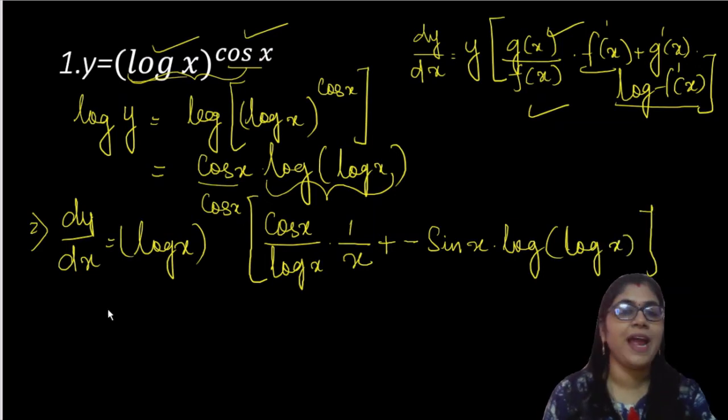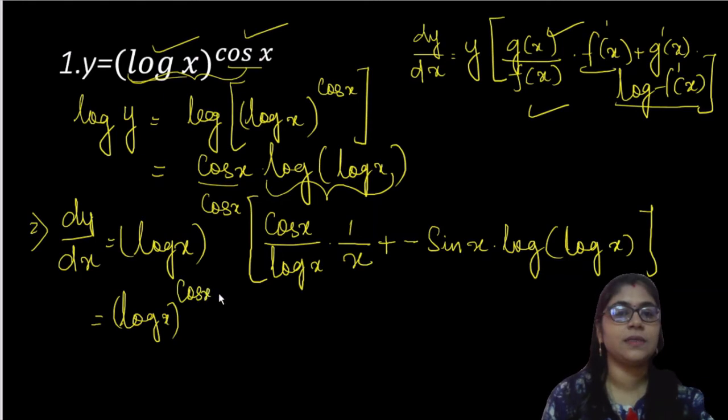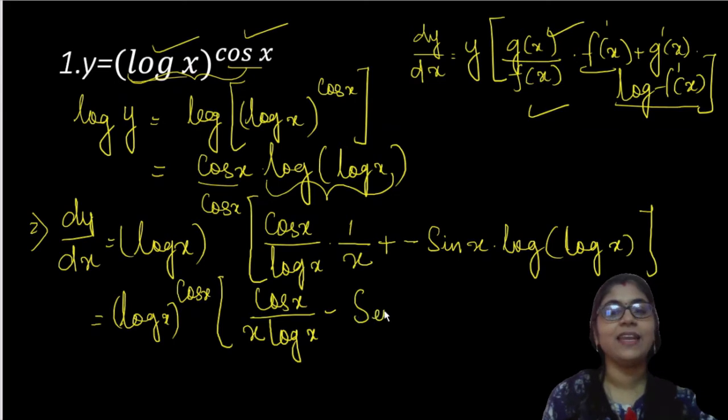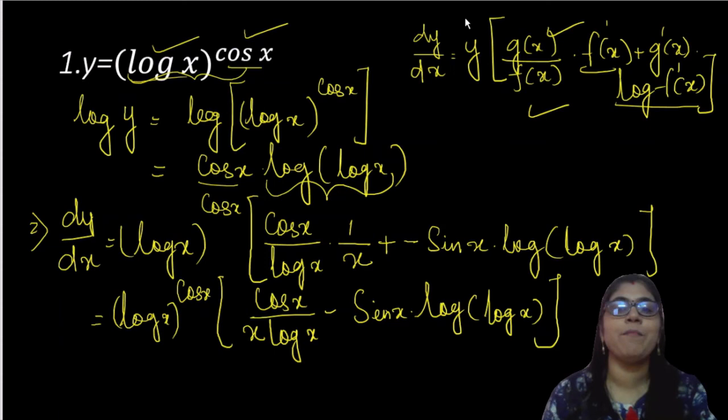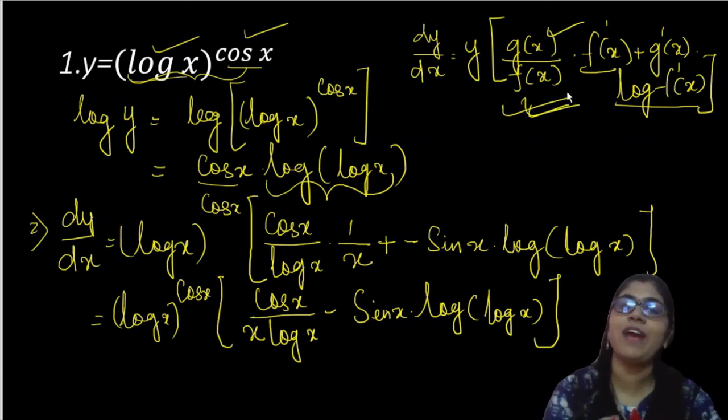Or we can write dy by dx is equal to log x to the power cos x into cos x by x log x minus sin x into log of log x. Isn't it simple? If you remember this formula, then it will be very simple. Otherwise, you can solve it like we have solved the formula.